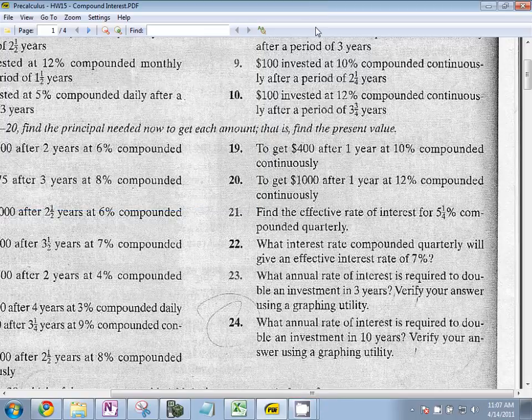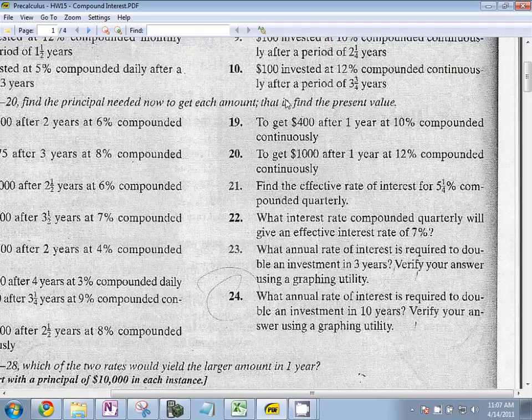Where should we start? Use hands. We're using hands. Right there. 18. Is that a good place to start?